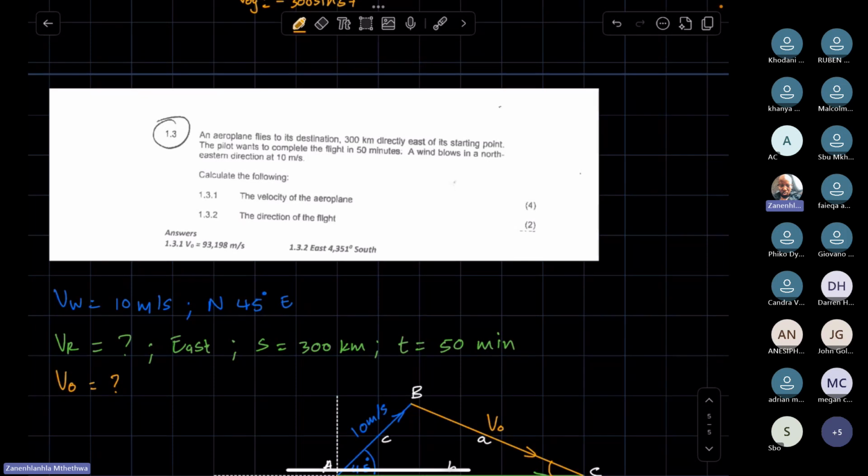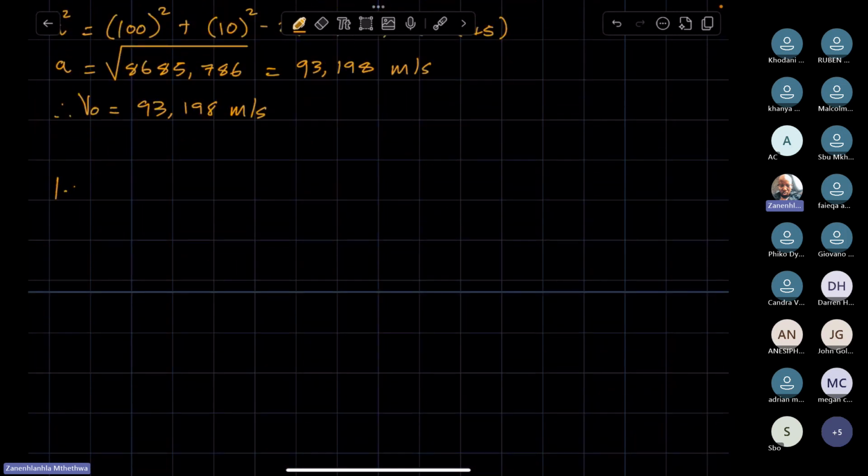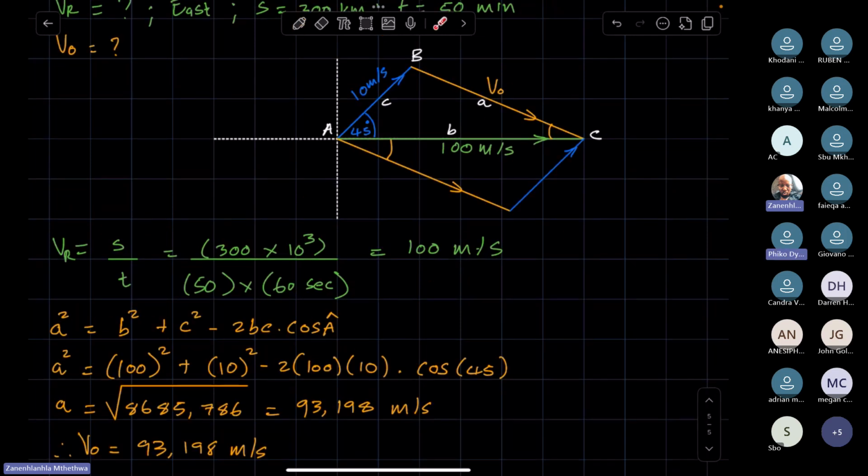Because they want us to calculate the direction of VO in the second question, we don't calculate it here. We leave it for 1.3.2. That is where we need to calculate the direction of VO. So the direction of flight is the direction the flight would need to take, taking the wind vector into consideration, for the pilot to end up directly east. As we've established, this is the direction of flight. Hence, we need to get this angle. This angle is the same as this one, so we just need to calculate that angle.